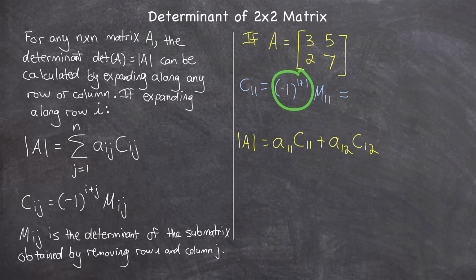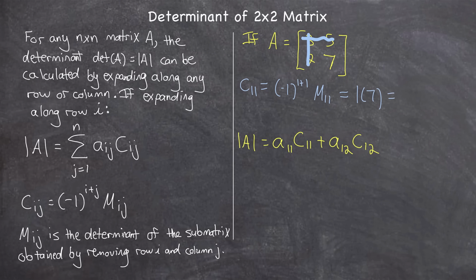Well, -1 to the power of 2 is just 1, and the minor of the element in row 1, column 1, well, to calculate a minor, I remove row i and column j. So that would mean remove row 1 and column 1, and then find the determinant of the remaining submatrix. The remaining submatrix is just a 1-by-1 matrix, so its determinant is just its own value, 7. Which means the cofactor of the element in row 1, column 1 is 1 times 7, which is 7.